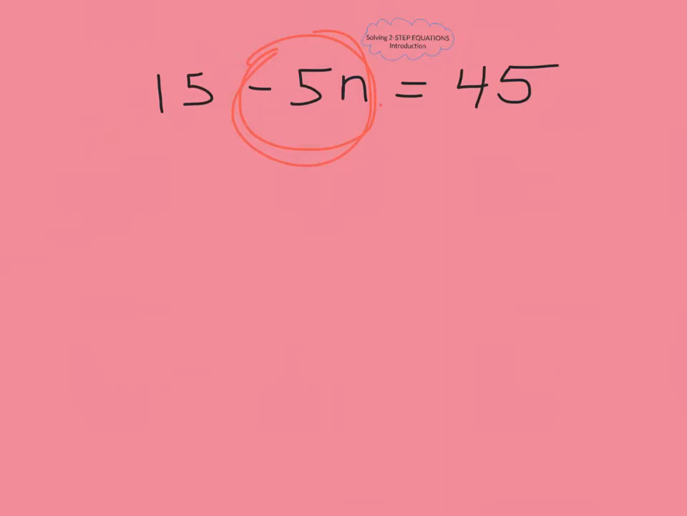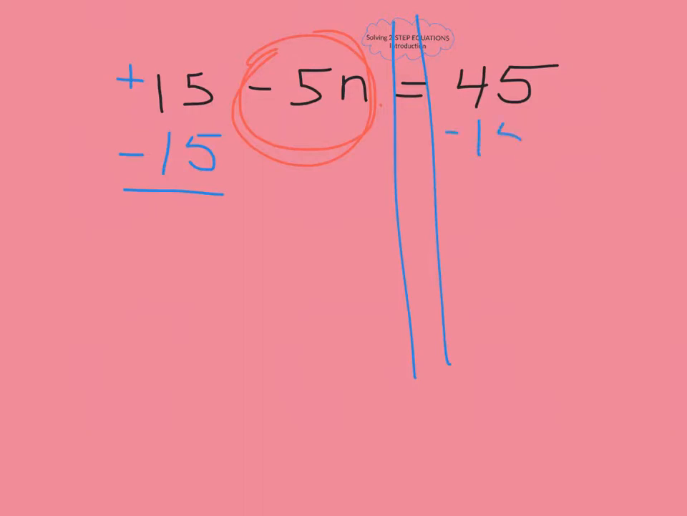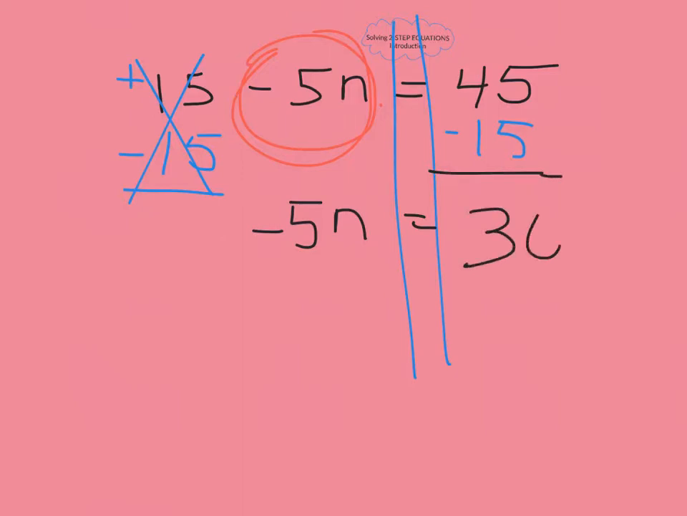So I see 15. So how can I make that 0? Well, I can just subtract 15. So a positive 15 and a negative 15 make 0. But whatever I do to this side of the equation, I need to do to this side. So negative 15 on this side. Poof, that goes away. Now I'm going to bring down my negative 5n equals, well, 45 minus 15 is 30.